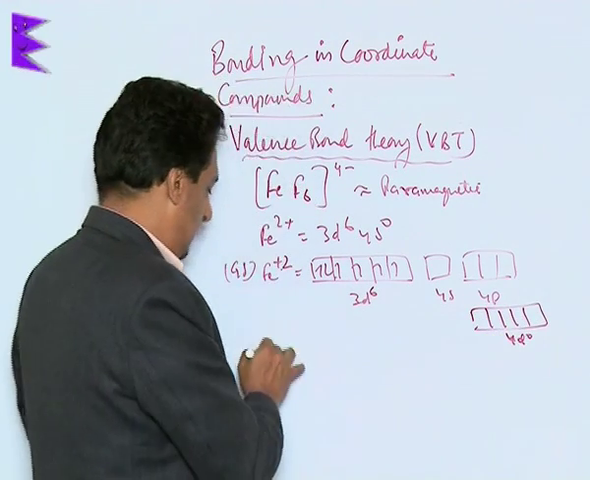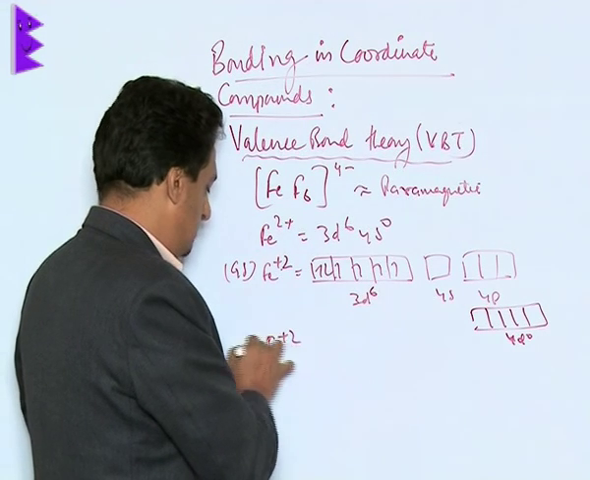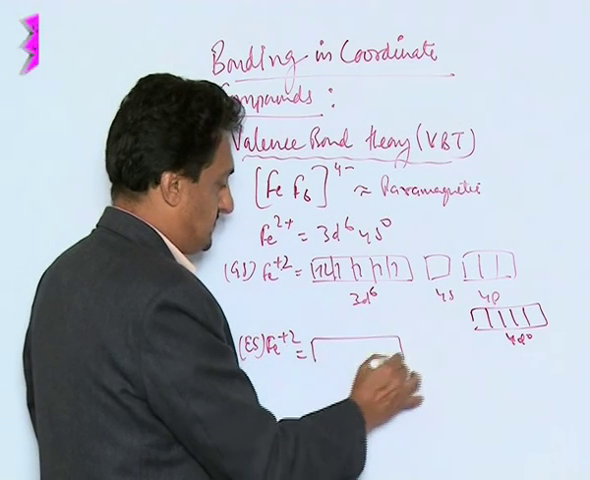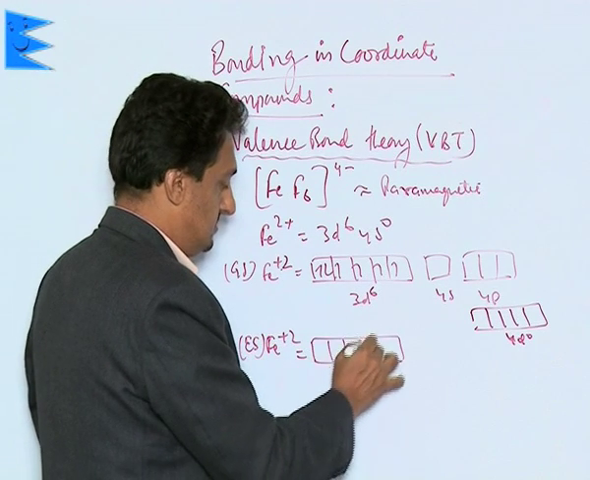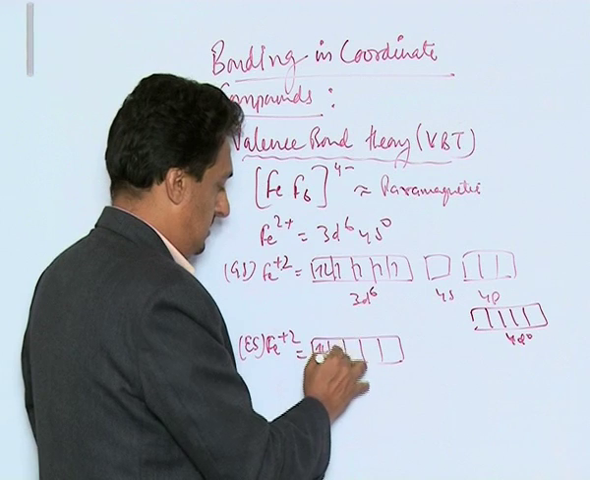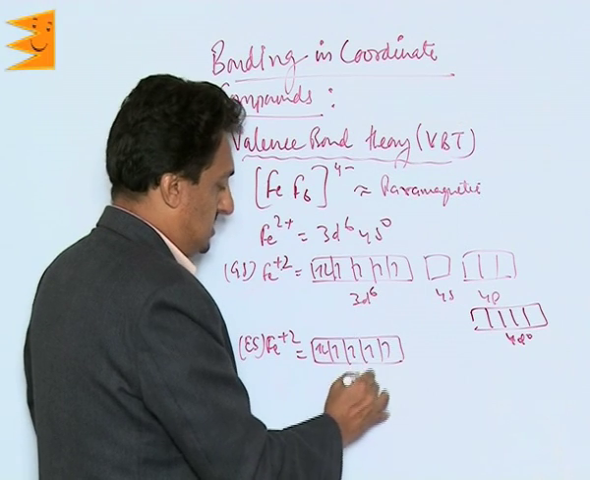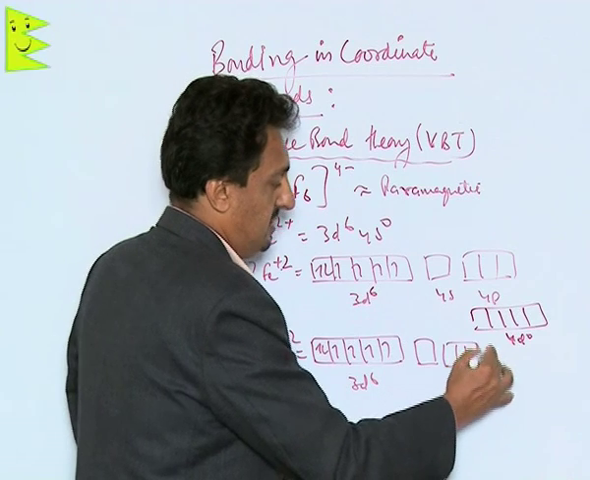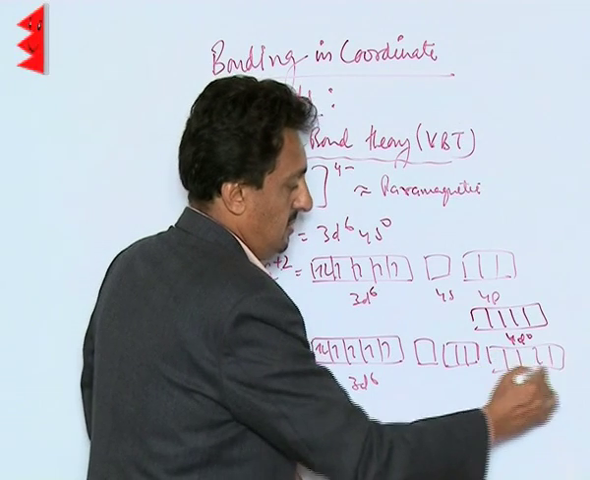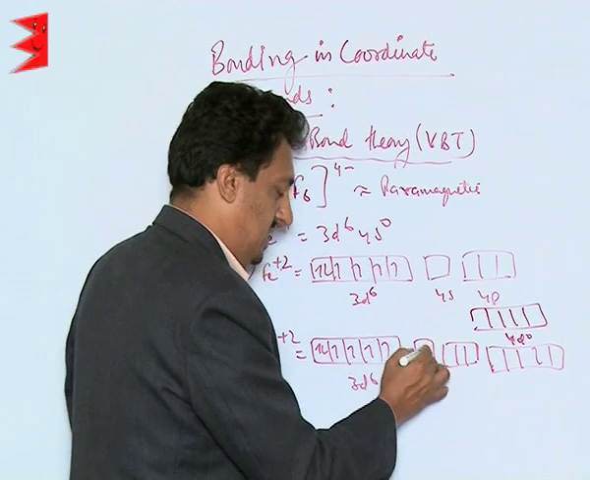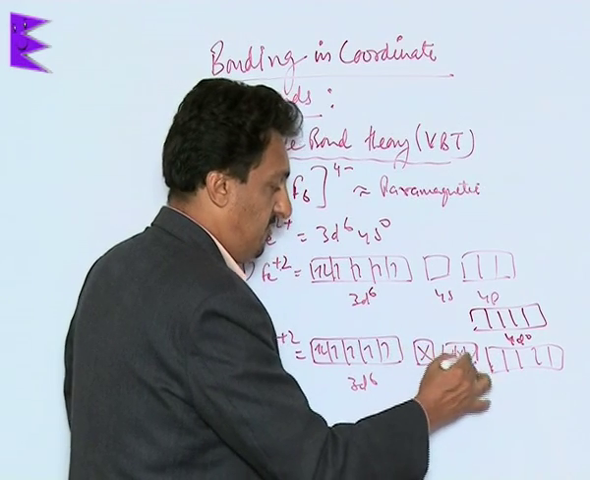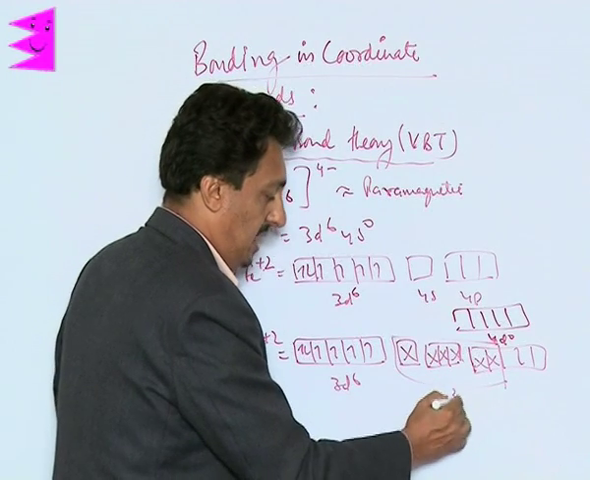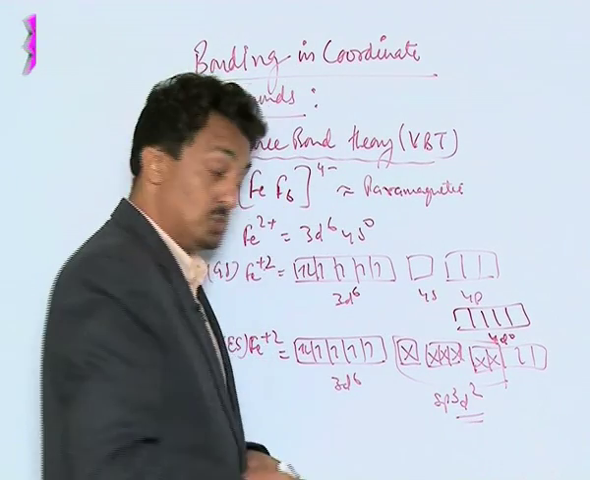So Fe2+ in the excited state is written like this. This 3d6 remains as such, then 4s, 4p, and this is 4d. So the 6 fluorides, 1, 2, 3, 4, 5 and 6, occupy these 6 orbitals. So the hybridization formed is sp3d2.